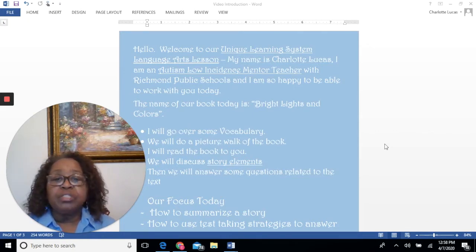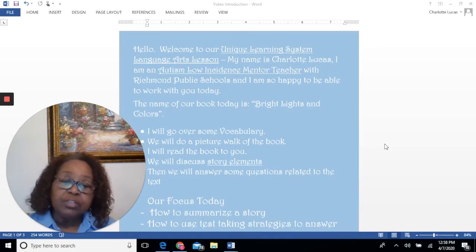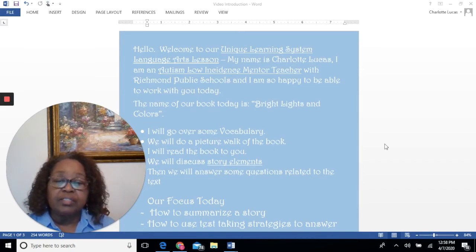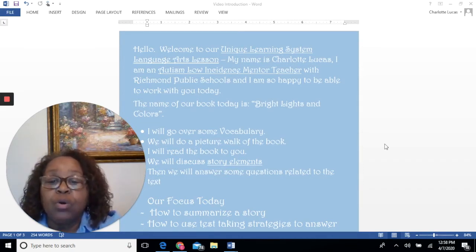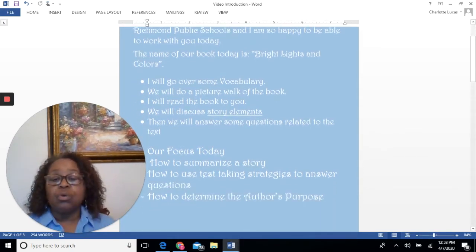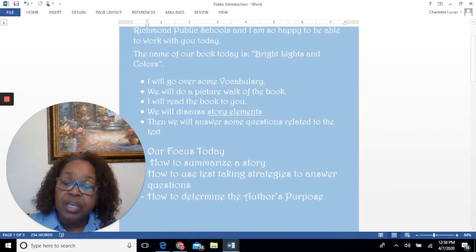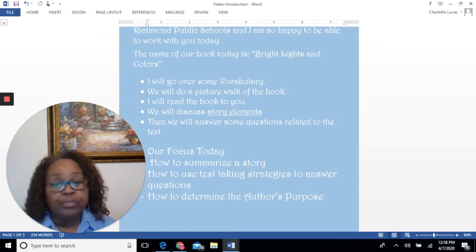The name of our book today is Bright Lights and Colors. I will go over some vocabulary. We'll do a picture walk of the book. I'll read the book to you. We'll discuss story elements. Then we will answer some questions related to the text. Our focus today will be on how to summarize the story, how to use test-taking strategies to answer questions, and how to determine the author's purpose. All right, we have a lot to do.